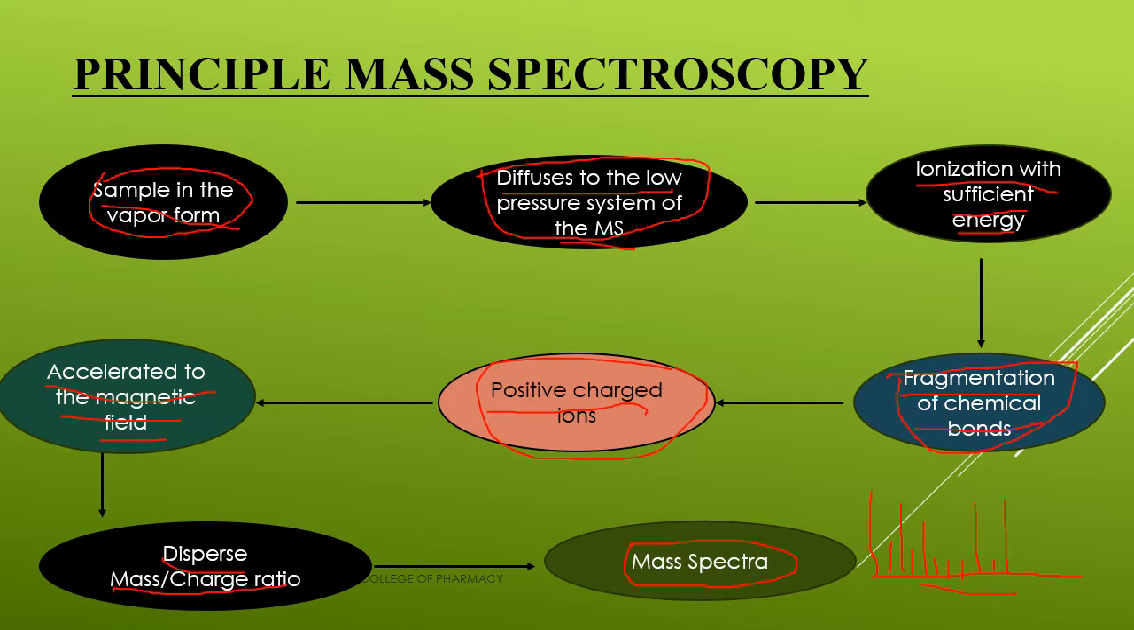So this is about the working principle of mass spectrophotometry. The sample should be converted first to vapor form. Then it should be diffused to the low pressure system of the mass spectrophotometer. There it undergoes ionization with sufficient energy, and fragmentation of chemical bonds takes place. Now these fragments should be converted to positive charged ions, and they should be accelerated in the magnetic field of the instrument. There it disperses into mass by charge ratio, and then you will get the mass spectra in the form of a line diagram. So the mass spectrum is obtained as a line by line diagram. So this is about the working principle of mass spectrophotometry.